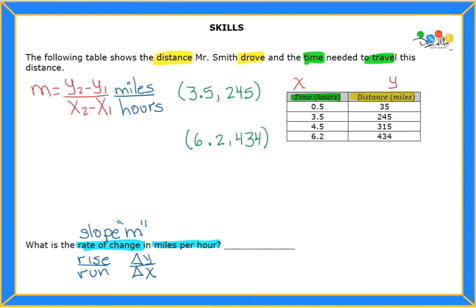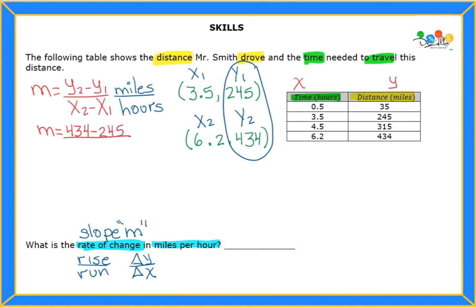Next, I need to write labels for those points. So 3.5 is my x sub 1, 245 is my y sub 1, 6.2 is my x sub 2, and 434 is my y sub 2. Let's circle the y coordinates because those are the ones that always go on the numerator. Let's replace the values. y sub 2 is 434 minus 245 over x sub 2 is 6.2 minus 3.5.